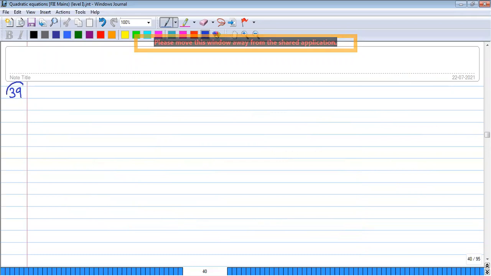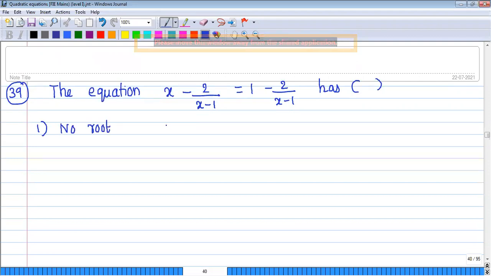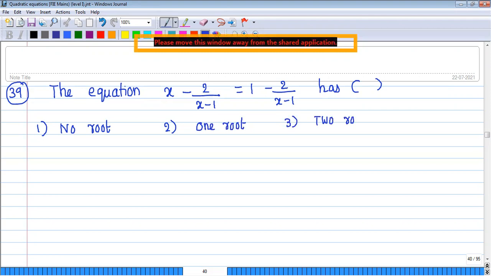Thirty-ninth question. The equation x minus 2 upon x minus 1 equals 1 minus 2 upon x minus 1 has: first option no root, second option 1 root, third option 2 roots, fourth option infinitely many roots. What is the answer? 1 root.